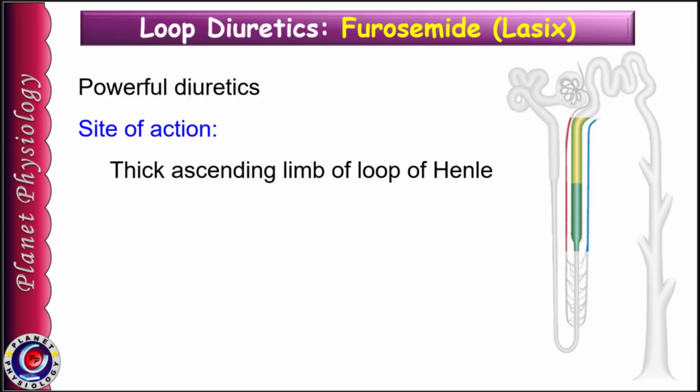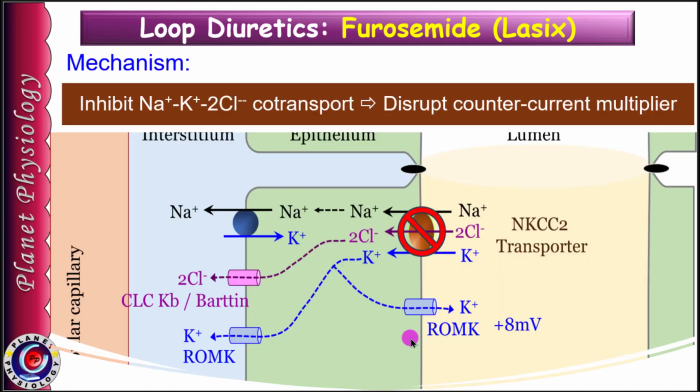Now coming to the loop diuretics. These are very powerful diuretics. Example is furosemide, commonly known as Lasix. As name suggests, these diuretics act at the level of loop of Henle. To be specific, thick ascending limb of loop of Henle. They inhibit NKCC2 transporters and hence interfere with countercurrent multiplier system. Thus, they prevent generation of medullary interstitial hyperosmolarity. Thus, loop diuretics increase water excretion by preventing urine concentration ability of kidneys.